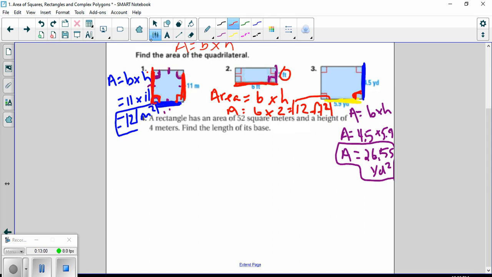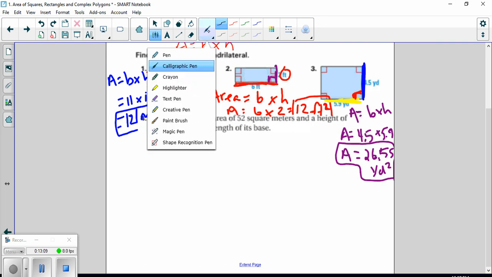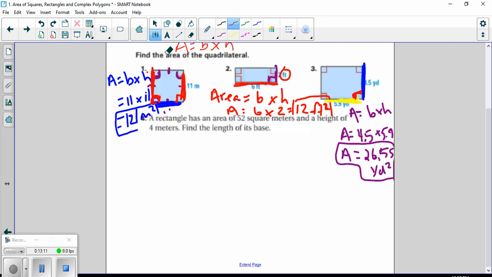Okay, so it says a rectangle has an area of 52 square meters and a height of 4 meters. Find the length of its base. I know that my shape here is a rectangle because they tell me it's a rectangle, so I'm just going to sketch a rectangle on my paper. I know that the area of the rectangle is 52 square meters, so I'm going to say area is 52 meters squared.